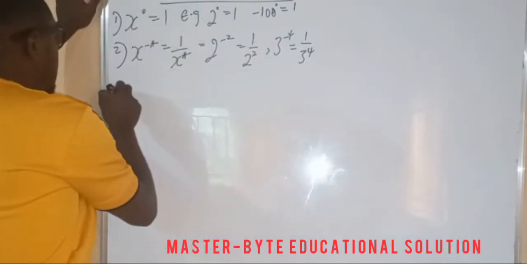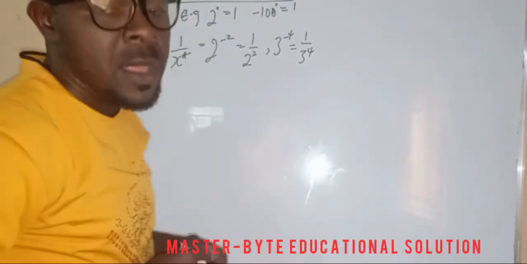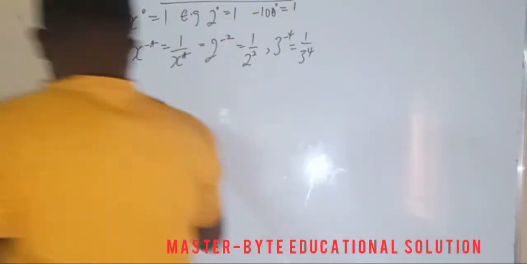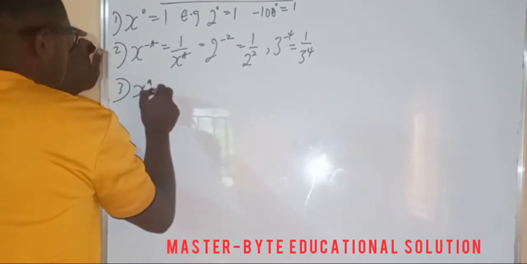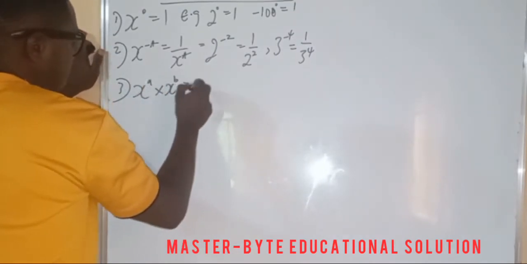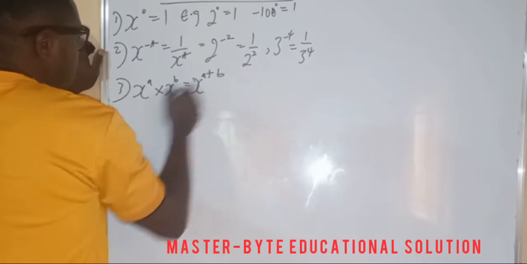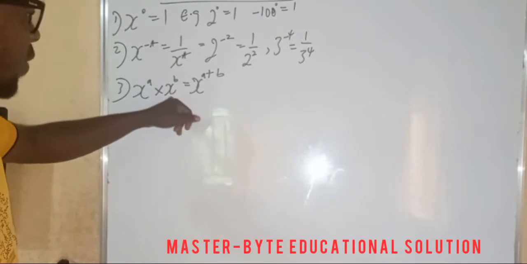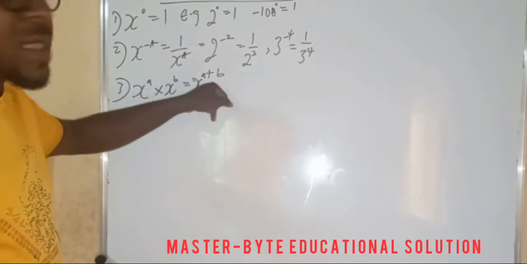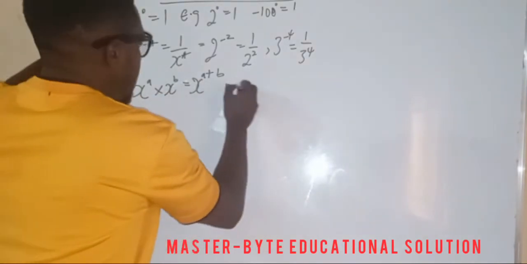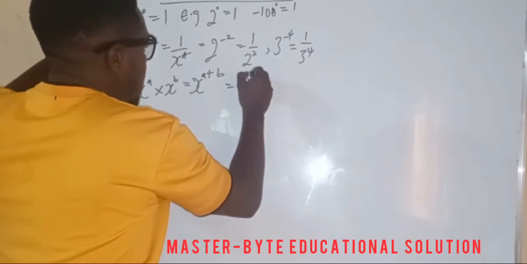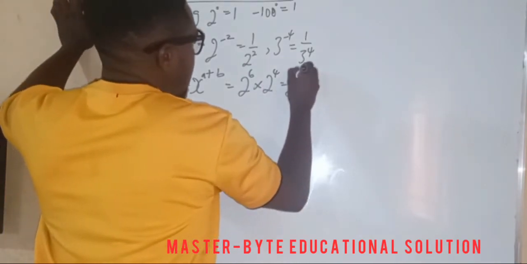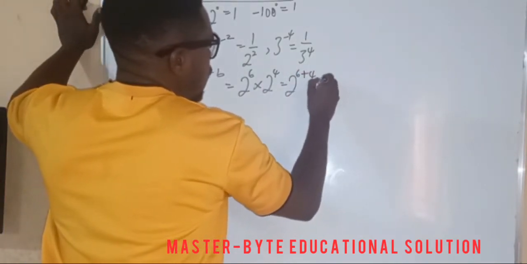Now, in the third law, we are told that multiplication is the same thing as addition. This law says that x raised to power a times x raised to power b is the same thing as x raised to power a plus b, if they have the same base, x and x. An example: 2 raised to power 6 times 2 raised to power 4 is the same thing as 2 raised to power 6 plus 4, which is 2 raised to power 10.